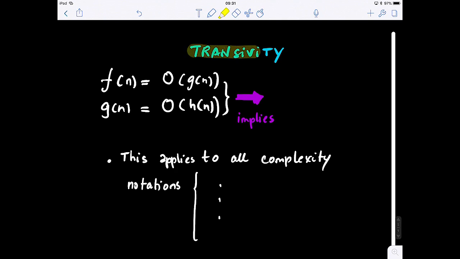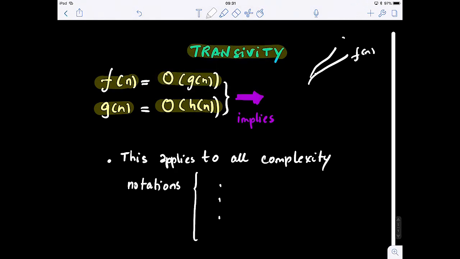The first one we call transitivity. In this case, it's kind of easy. If we have f of n in the order of g of n, and g of n is in the order of h of n, what does it mean? It means that f of n is in the order of h of n, so this is still an upper bound of f of n. So the big O complexity class is transitive.